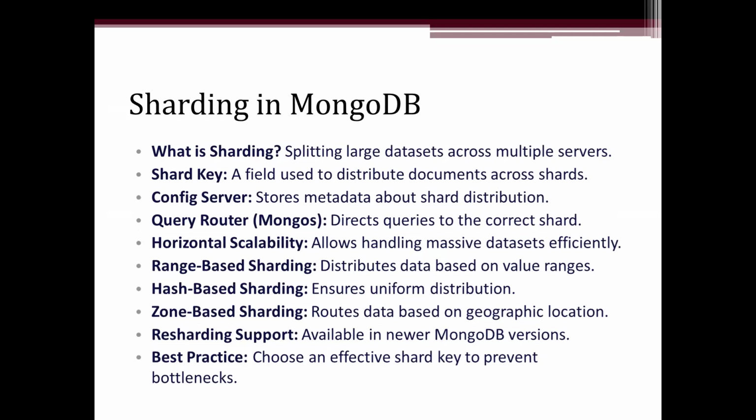Sharding in MongoDB splits large datasets across multiple servers. There's something called a shard key, which is a field used to distribute documents across shards. This has a configuration server which stores metadata about shard distribution. It has a query router, which is also called mongos. These direct queries to the correct shard.